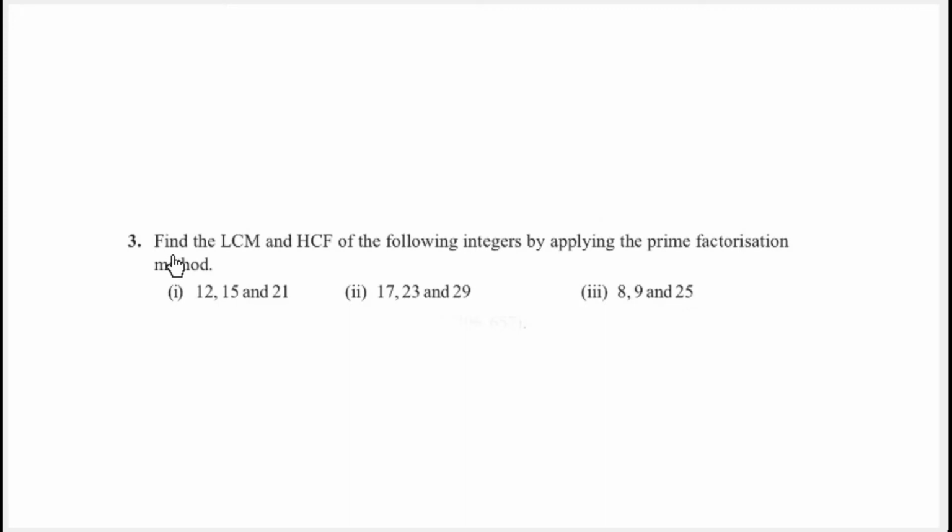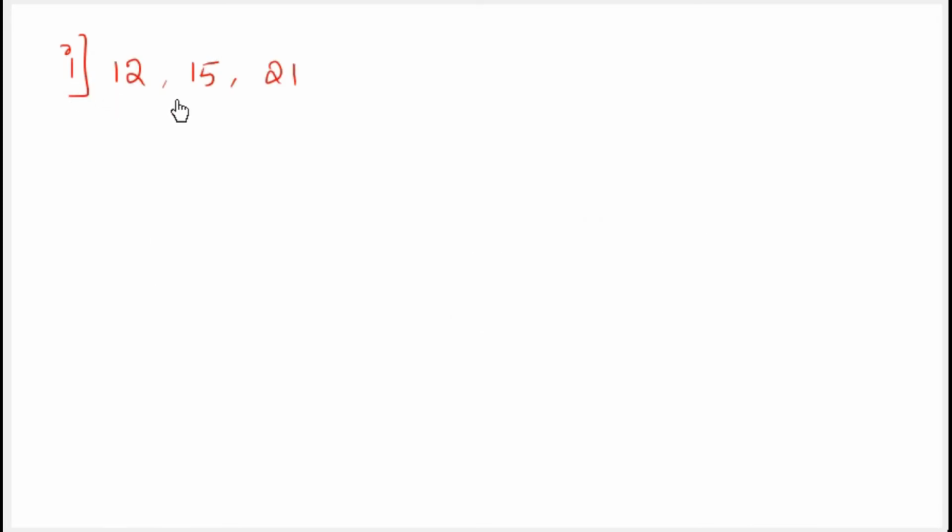Question 3. Find the LCM and HCF of the following integers by applying the prime factorization method. Part 1: 12, 15 and 21. First step, 12 के factors निकालना है. 12 is an even number, so it is divisible by 2.